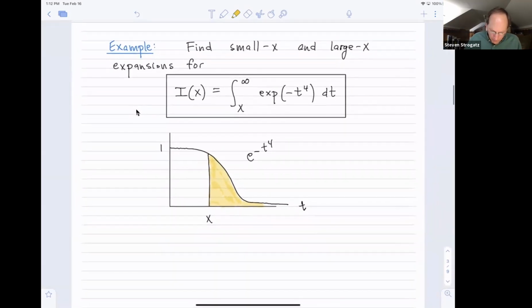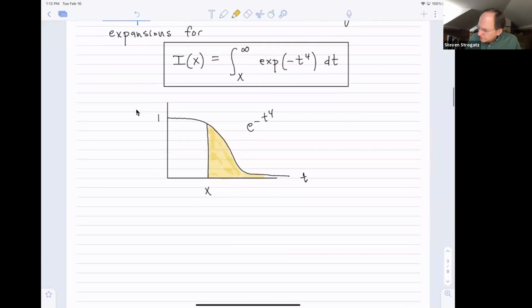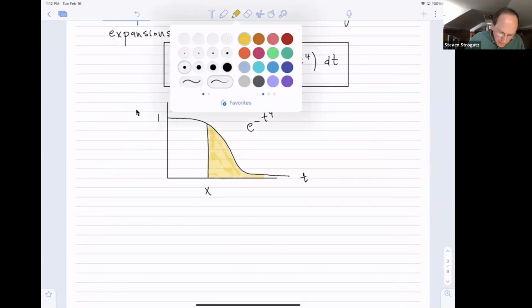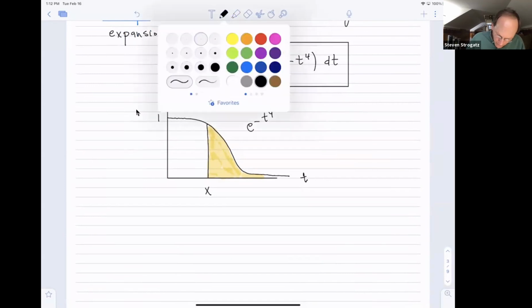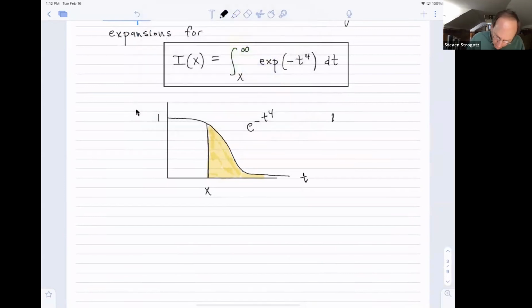All right, so let's see. This, by the way, is a problem that is discussed in Bender and Orszag. So if you want to see their treatment of it, that's going to be Bender and Orszag, starting around page 251, continuing for several pages. So I don't know, maybe up to around 254 or so.